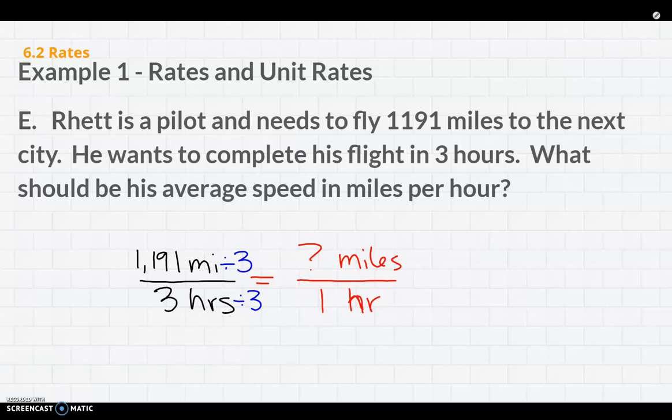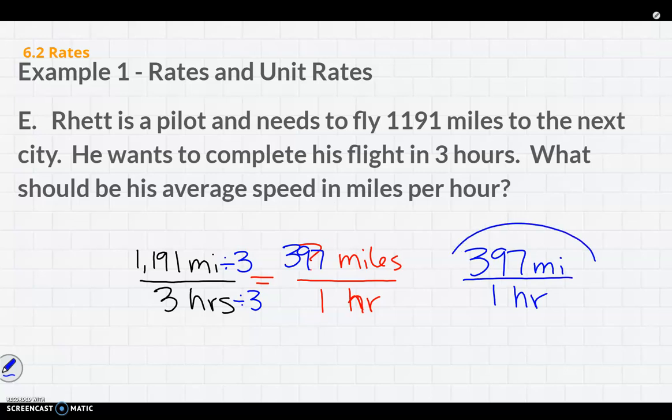1,191 divided by 3 is 397. So he should go 397 miles per 1 hour, or 397 miles per hour, in order to get there within 3 hours.